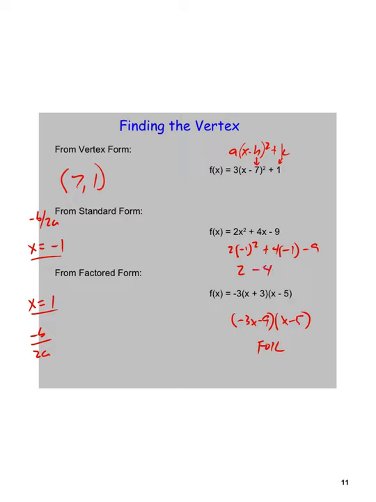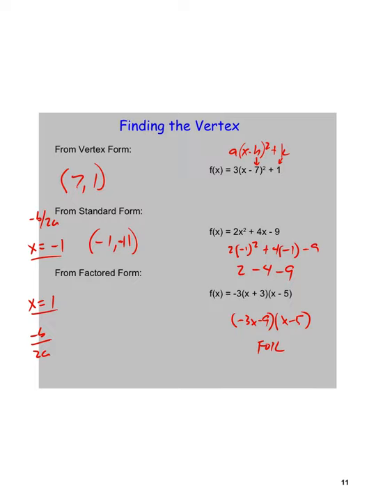This would be minus 4, because of 4 times negative 1, and then minus 9. So this would have a vertex of negative 1, negative 11. After you take 2 minus 4 is negative 2, minus 9 is negative 11.